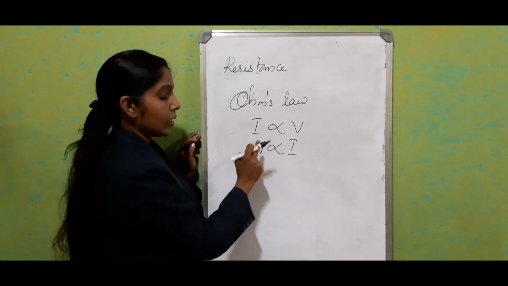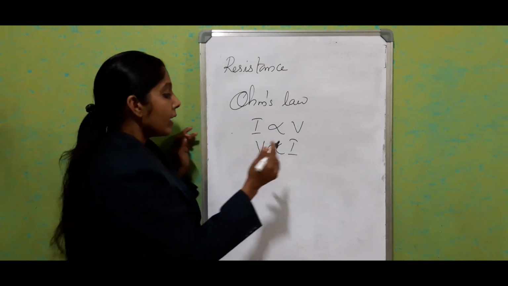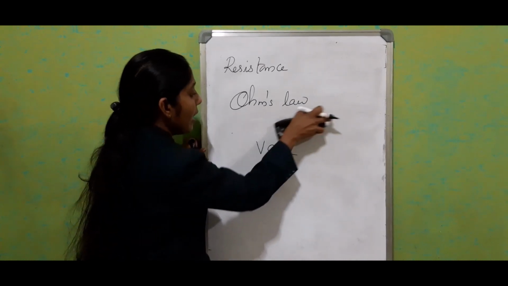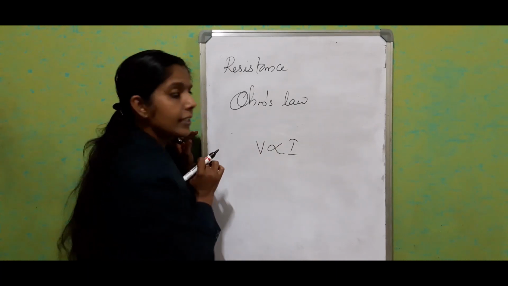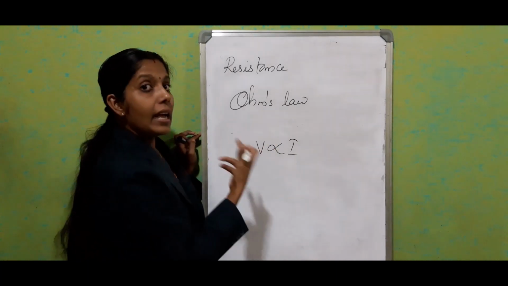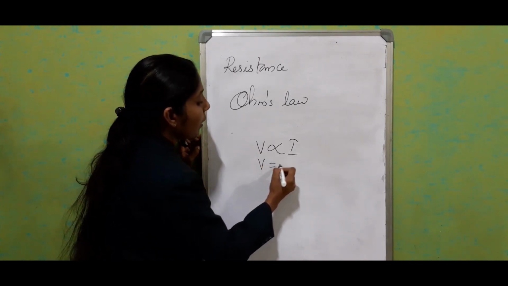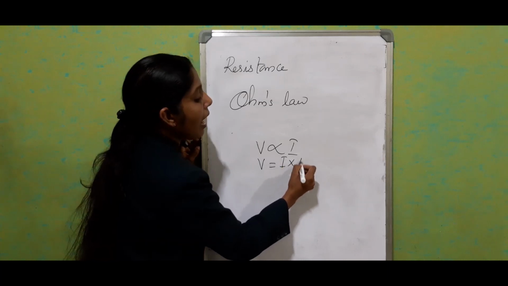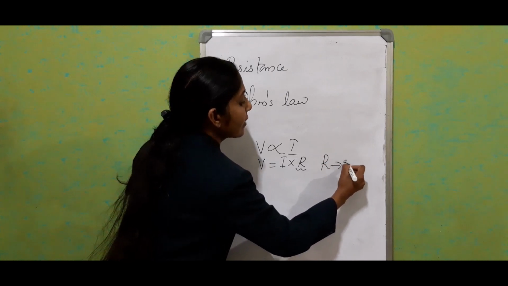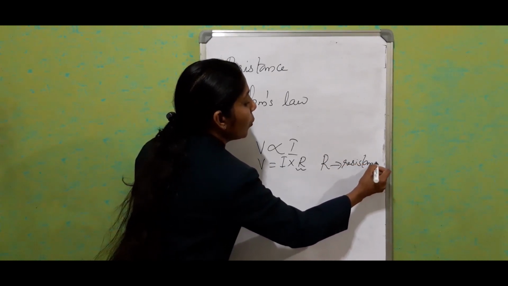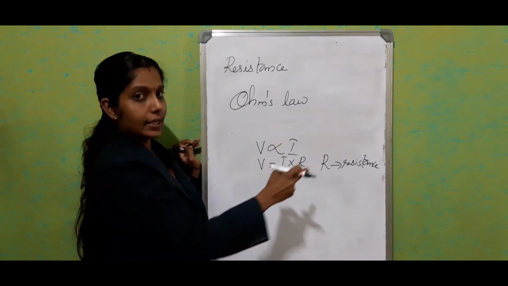So from this equation, V is directly proportional to I. Now we are choosing this equation. V is directly proportional to I. How can we change this proportionality sign? By multiplying with a constant, right? Okay, so V is equal to I into R. We are using a constant R, and that is our resistance. So voltage, potential difference, is equal to current into resistance.